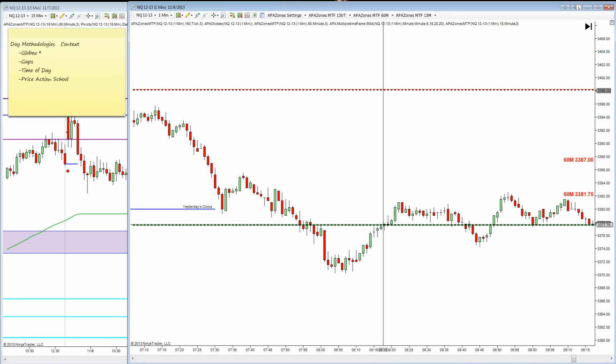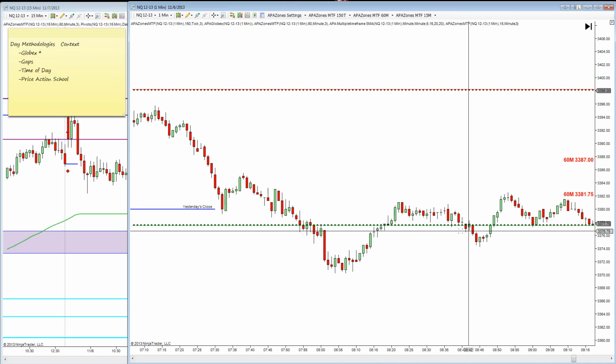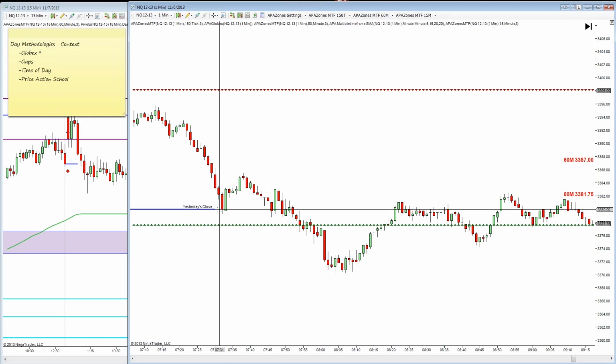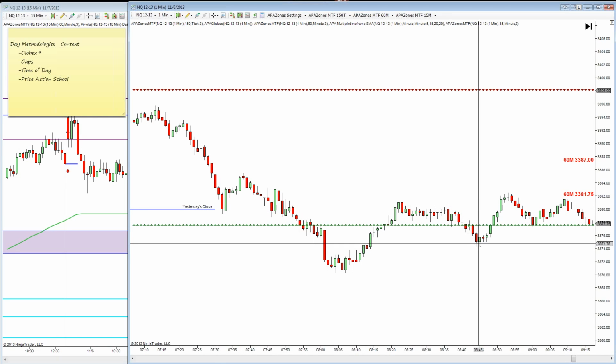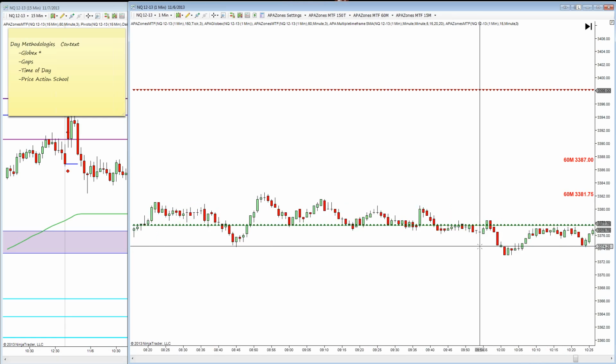So that didn't exactly happen here, to be honest with you. It went a little bit higher, pretty much to where that yesterday's close was, and then you got the retest, and obviously the retest of the low failed as well.